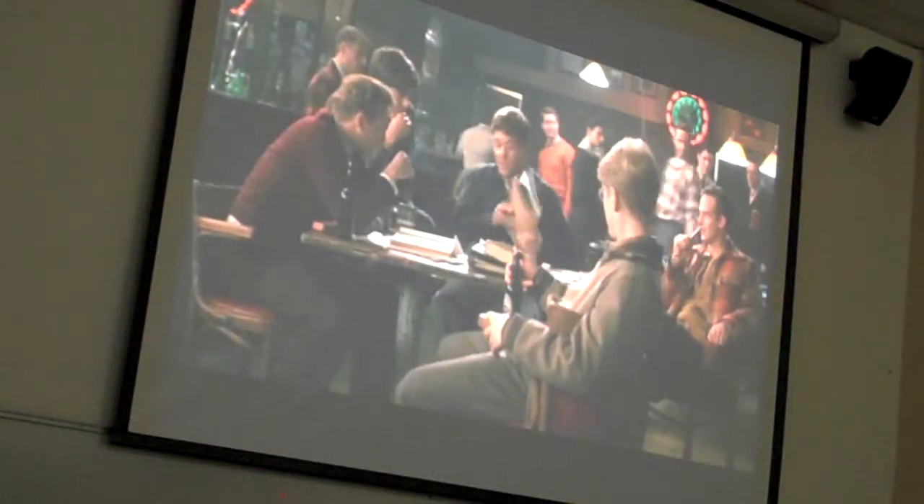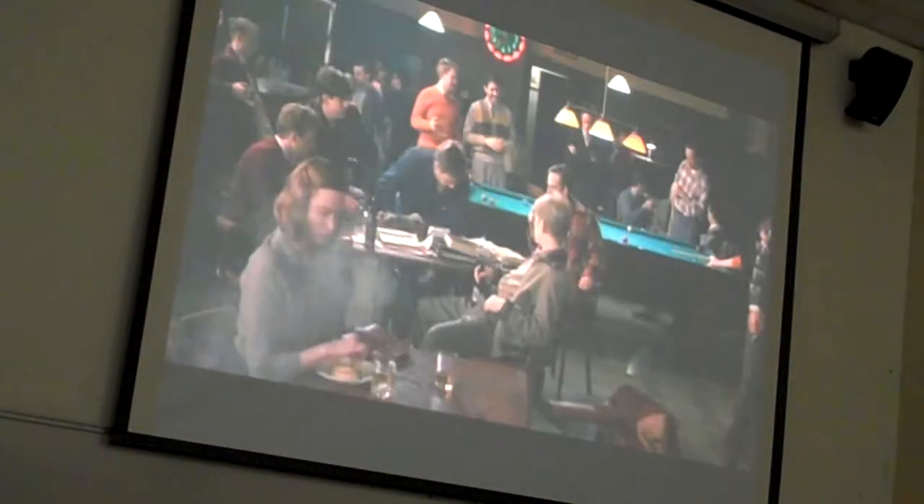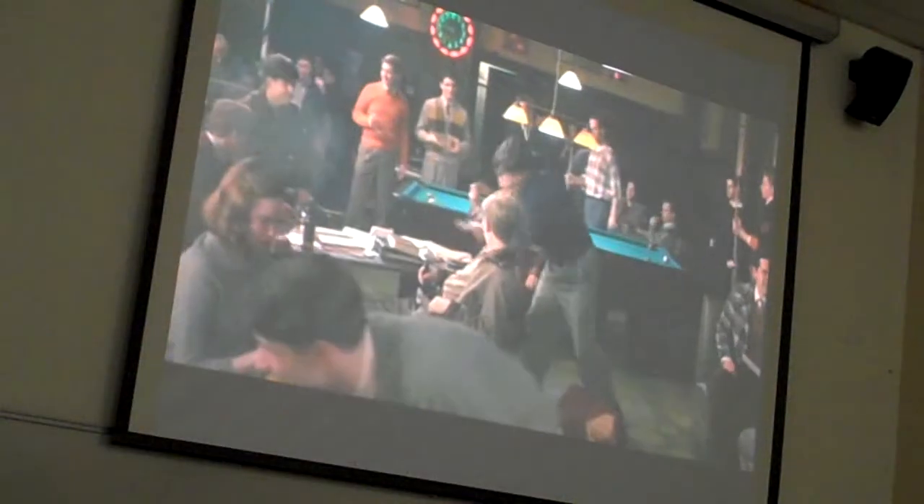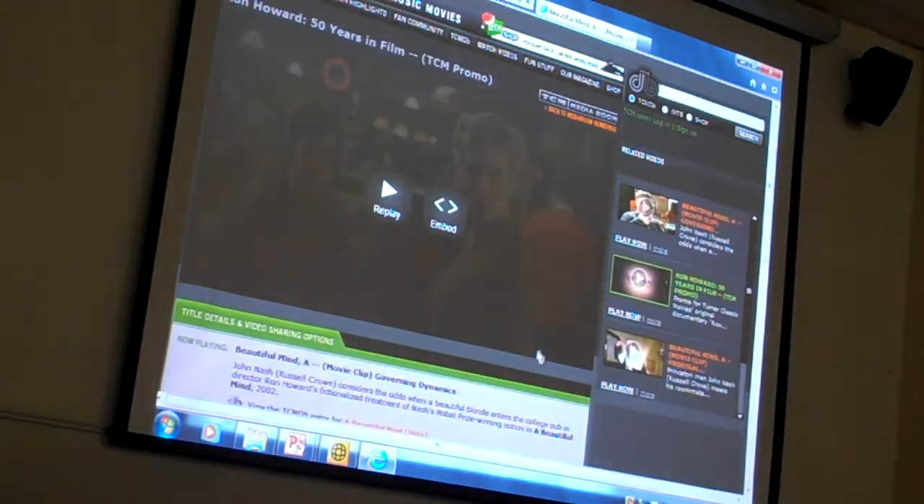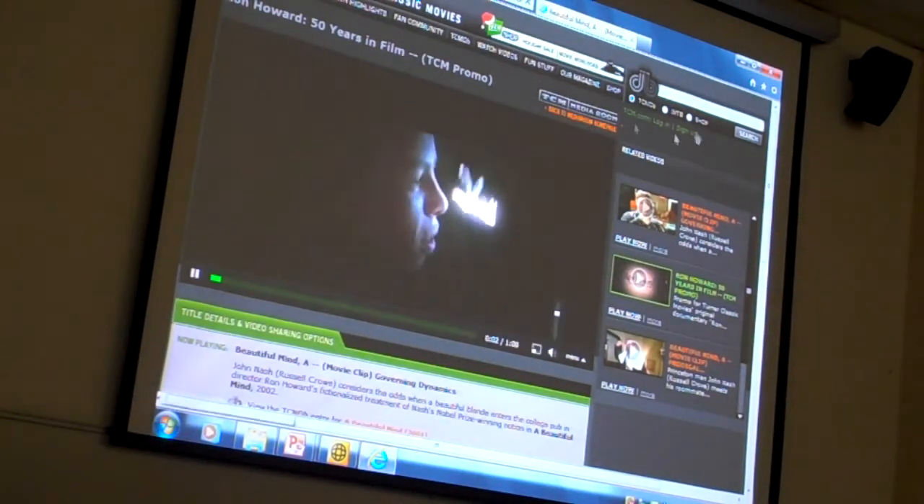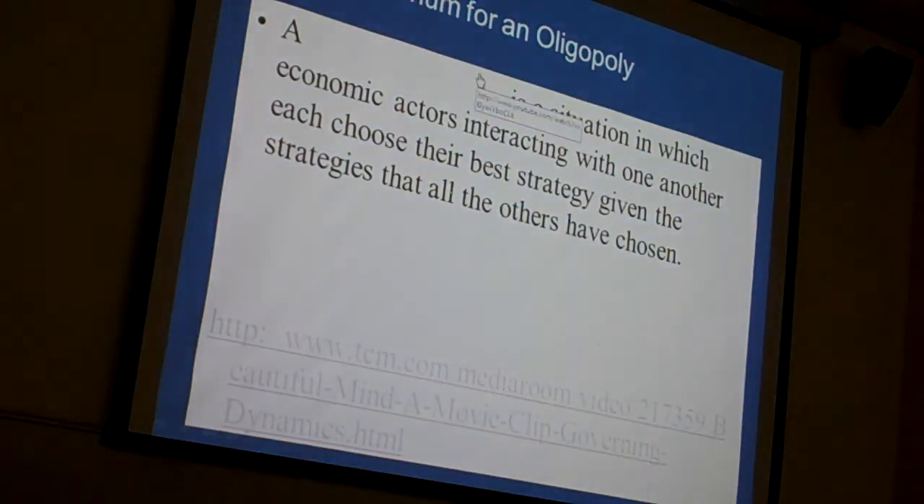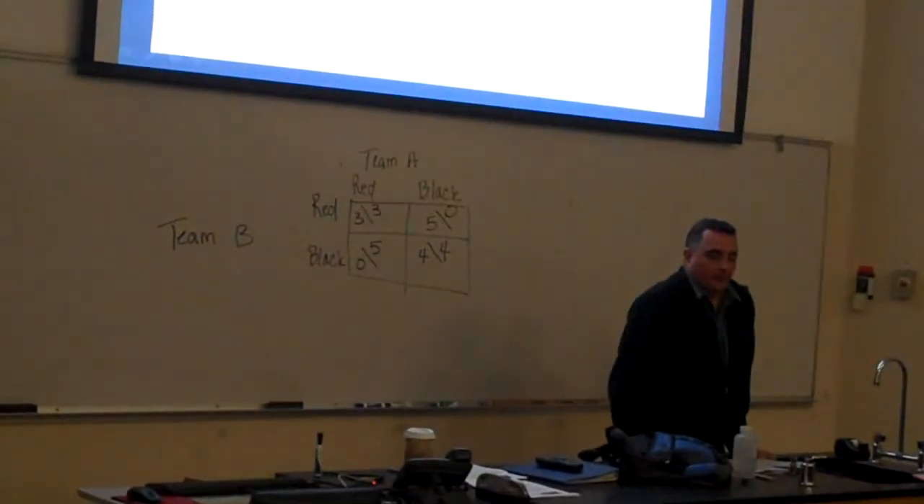Governing dynamics. Adam Smith is wrong. And to show you how infallible, to show you that it never fails, I need volunteers. Come on down. Let's go with 8. And it'll be worth it a lot.